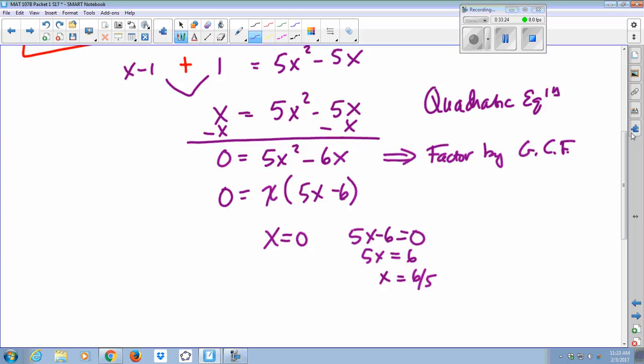So do we have 2 solutions we put in our solution set? No, I see 2 right there. Oh, I can't have 0, right, because it was excluded way back at the beginning. So the only solution here is 6/5. Right, that's my solution set. Okie doke.